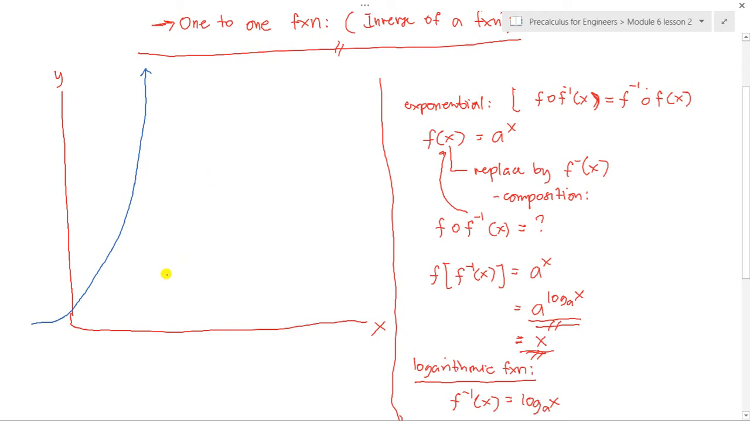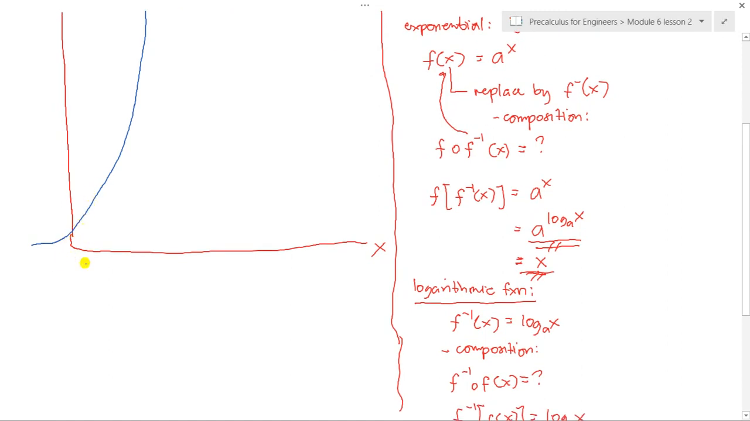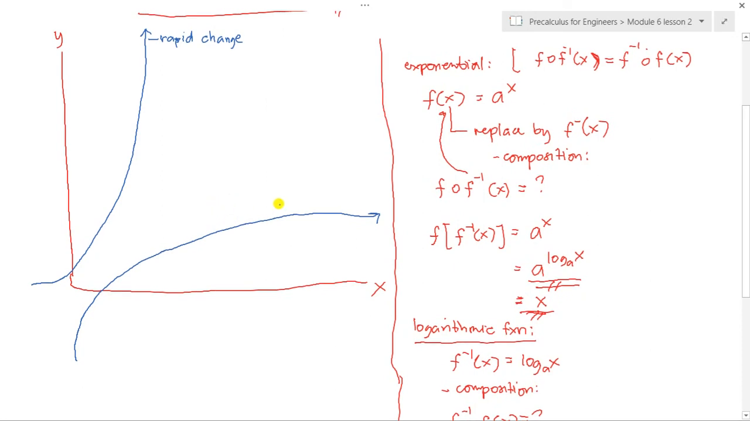For the exponential function, we call this rapid change. The values grow very fast, even at small values of x the growth is rapid. Whereas the logarithmic function is its inverse. It is asymptotic to the y-axis, meaning x cannot be 0, and then it increases slowly until positive infinity.